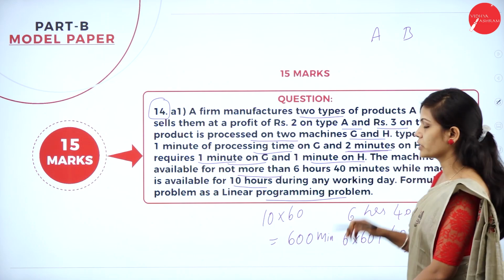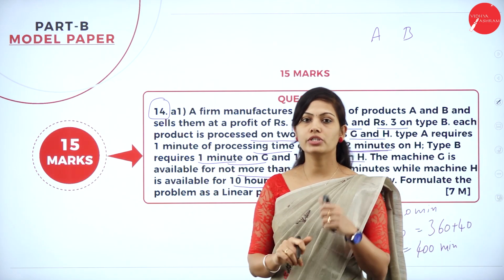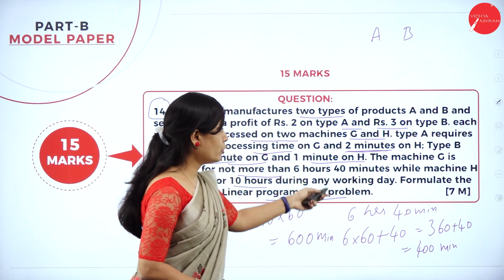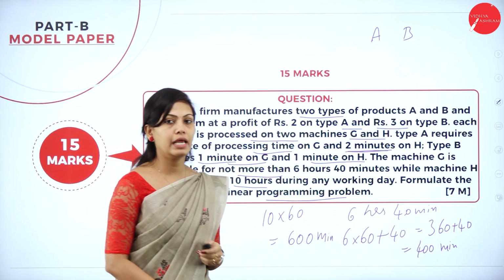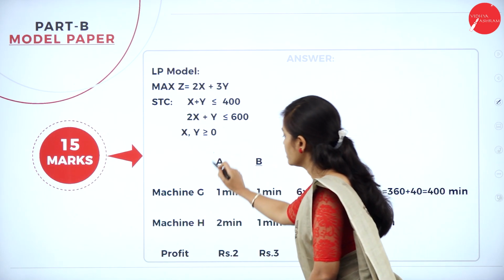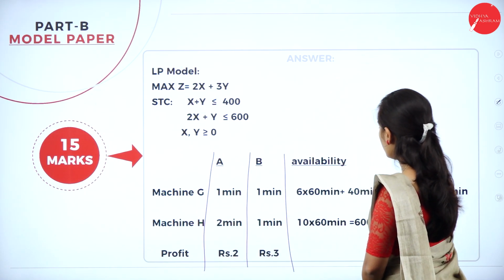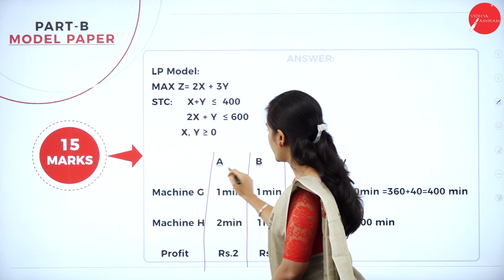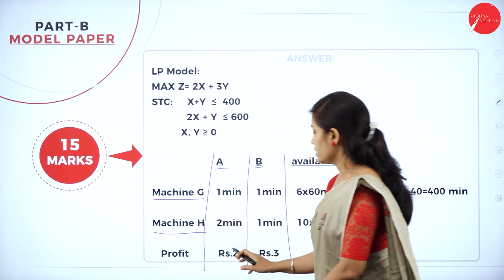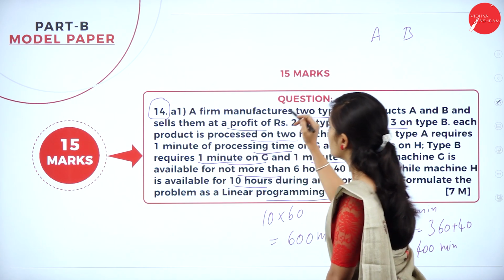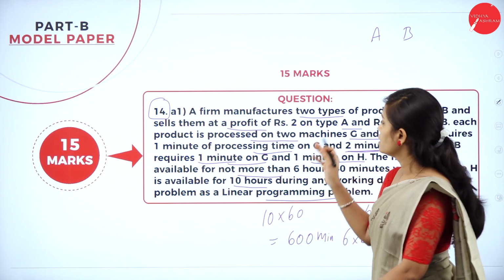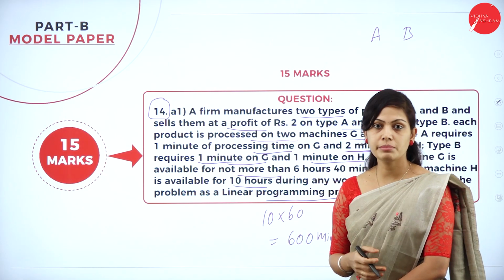This is a 7-mark question. You can expect any one question on this concept, that is LPP, by the instruction method. So now with the help of these given instructions, we have to construct the LP model. So how to construct the LP model? Try to write the table like this. How many products are there? Product A and product B. And we have 2 machines, machine G and machine H. And they have given the profit. If a company manufactures, produces, or creates, then you can write that it is a maximization problem.